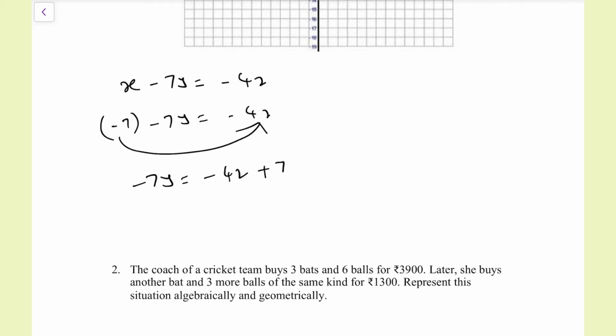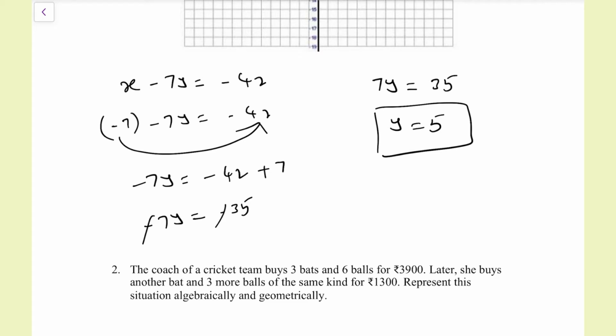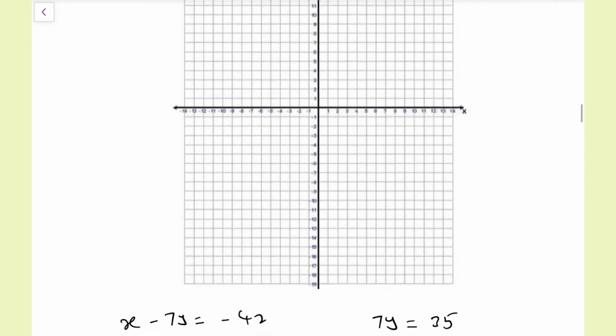Minus 7 will become plus 7. Minus 7y equals minus 42 plus 7, which is minus 35. Both the sides minus signs cancel. So we remain with 7y equals 35. Then y value is 5 because 7 fives are 35. So I substituted minus 7 and I got 5.